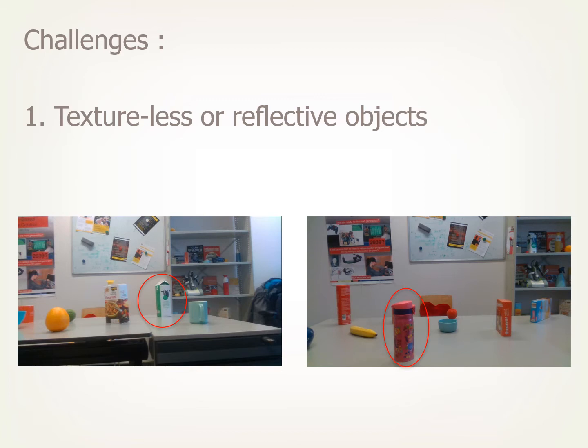The pose estimation has several challenges. Firstly, there are a variety of objects in the real world. They have different sizes and textures. It's hard to estimate the pose, especially for textureless or reflective objects, such as the milk box and the cup in these figures.